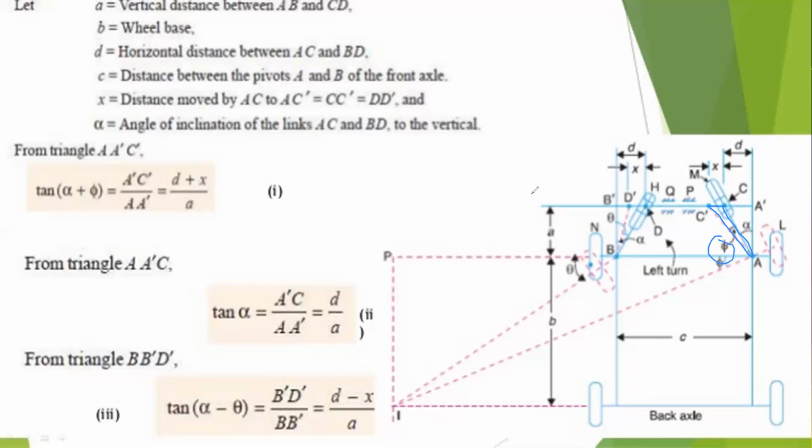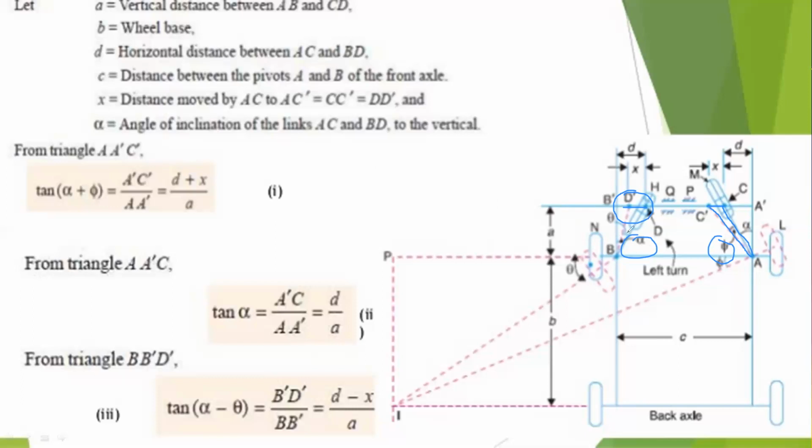And next one, DD dash. It is the D position, it is moving in this side. DD dash makes an angle alpha. And alpha is equal to the angle of inclination of the links AC and BD. Alpha is the angle between AC and BD. We can calculate.